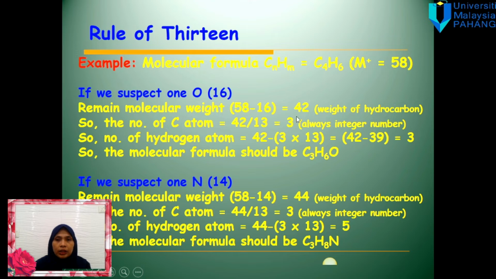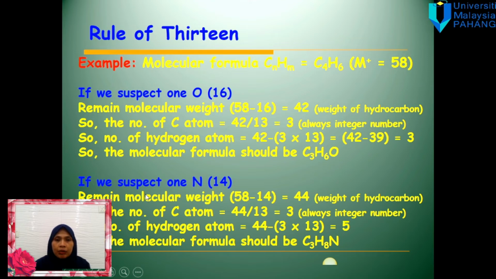So the remaining molecular weight is 42. This 42 we divide by 13, so we have 3 as the integer, and then we find the R value. The R value is 42 minus n times 13, so it becomes 3. So the m value will be 3 plus 3, so it becomes 6. So the formula is C3H6O. That's if we suspect one oxygen.